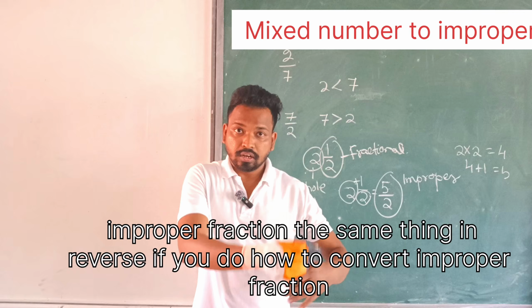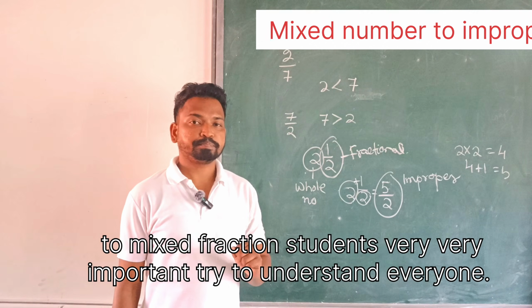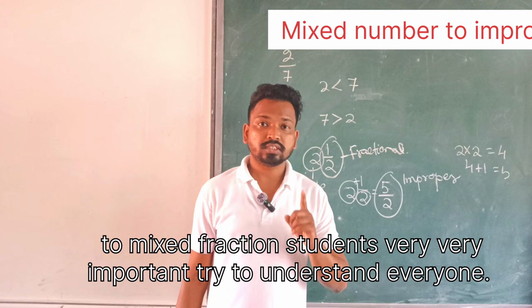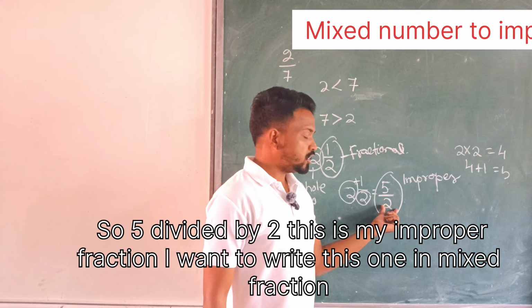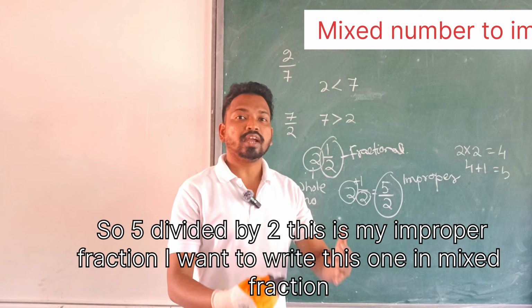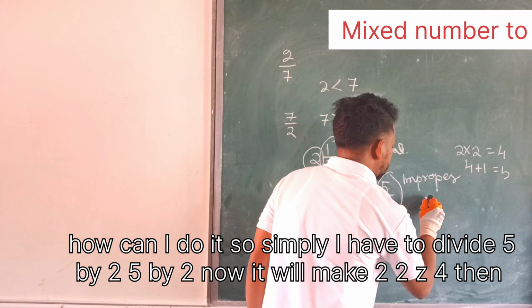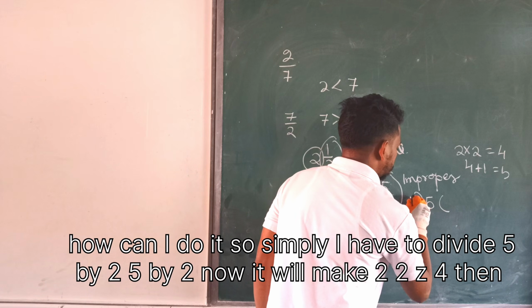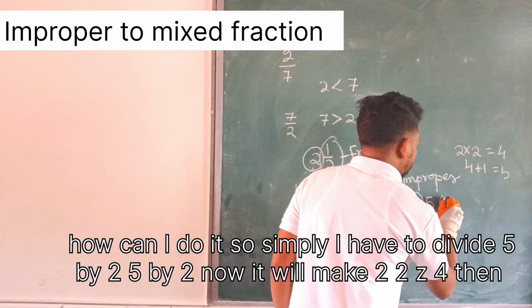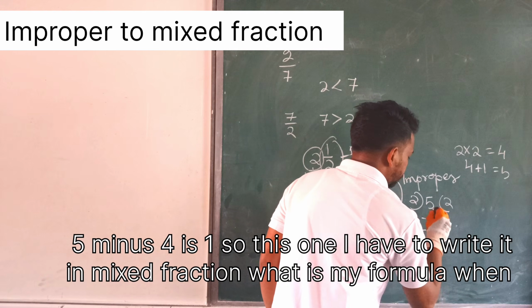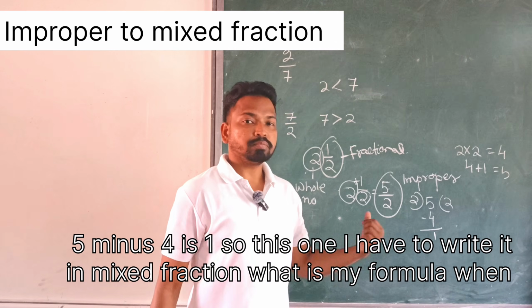The same thing in reverse: how to convert an improper fraction to a mixed fraction. Students, very very important. Try to understand, everyone. So 5 divided by 2 is my improper fraction. I want to write this in mixed fraction. How can I do it? Simply I have to divide 5 by 2. Now tell me, 2 2s are 4, then 5 minus 4 is 1.